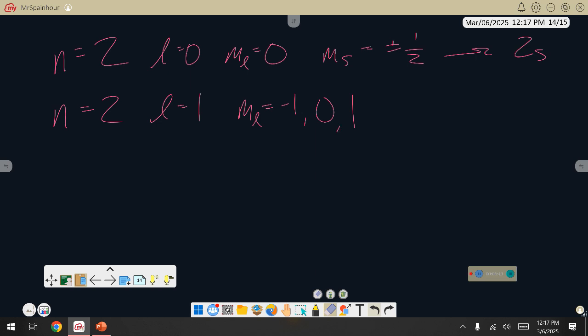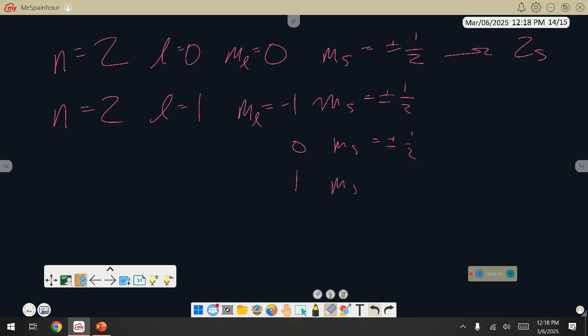Let's do it a little bit differently. -1, 0, and 1. So if I have n equals 2, I have the other shape possibility, P. There are 3 possible orientations for P, and all of those orientations can have an ms of plus or minus 1/2.